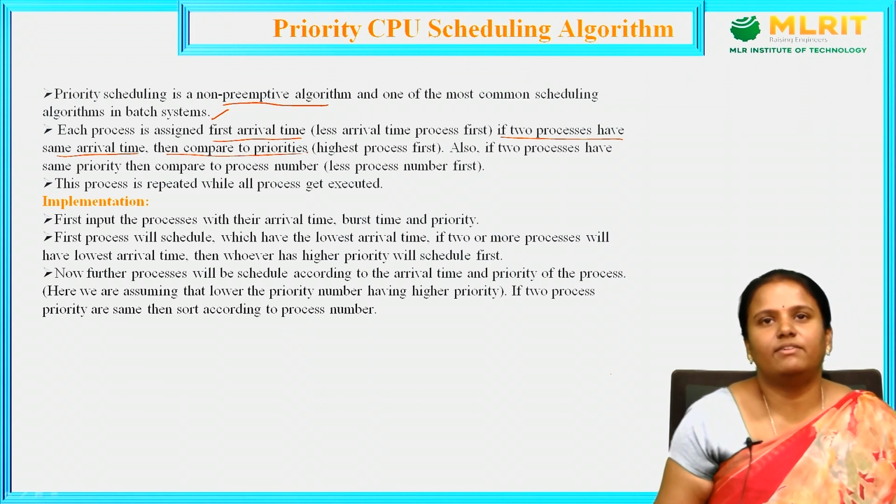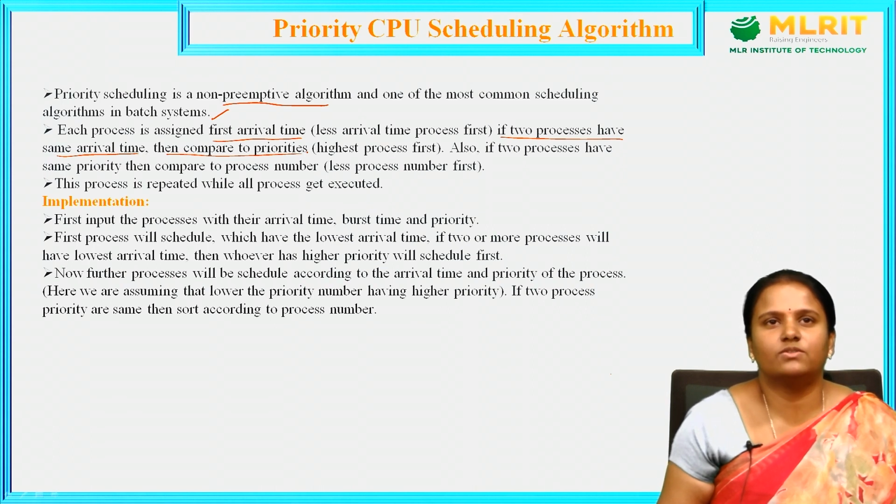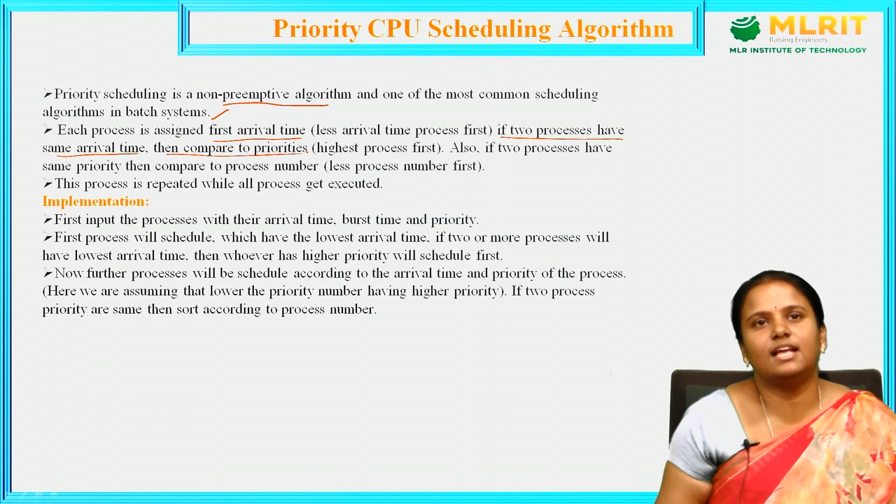Compare the priorities: in the previous sessions we have seen arrival times and burst times. In SJF, we have seen the lowest burst time is executed first. Here, if the arrival times are the same, we need to compare the priorities. Priorities will be given, and based on that priority, we need to execute our process.